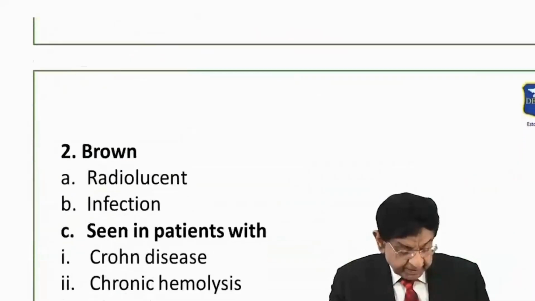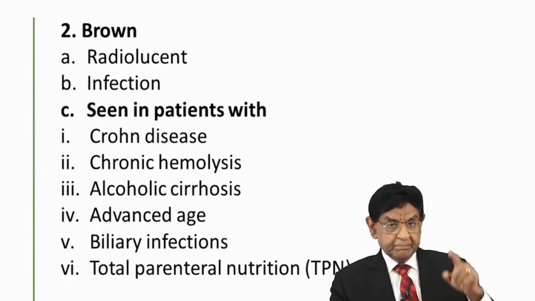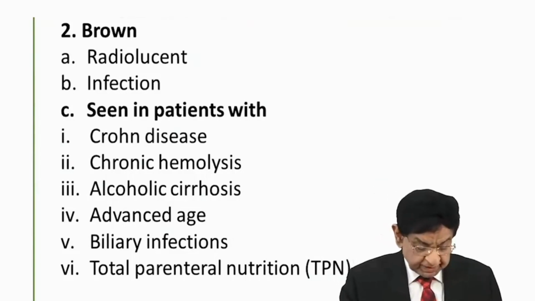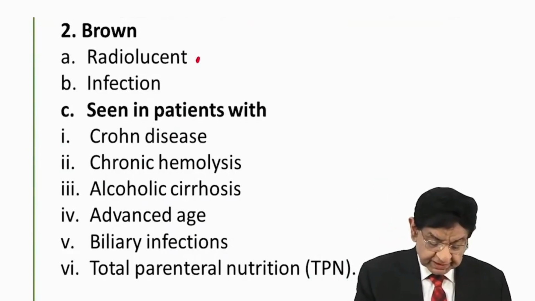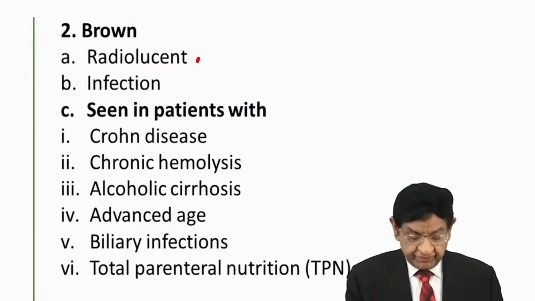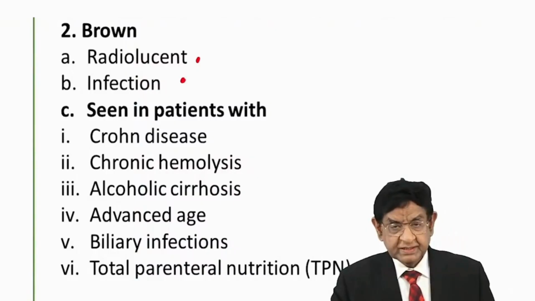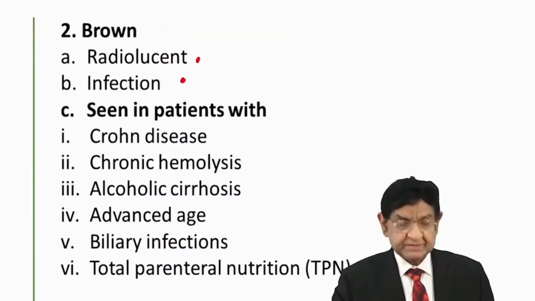Second, again, pigment stone is brown in color. Black was hemolysis. Brown stones are radiolucent, but they are primarily formed due to infection. So that's why they don't have much calcium, and that's why they are radiolucent.